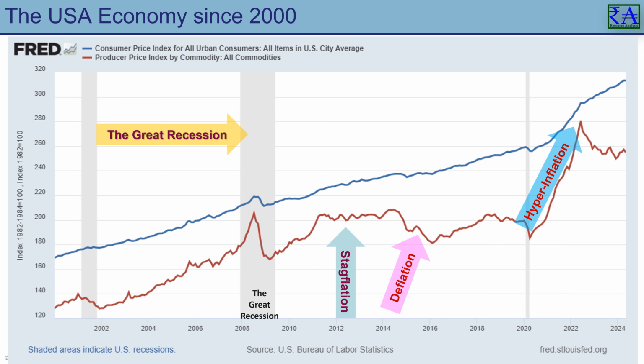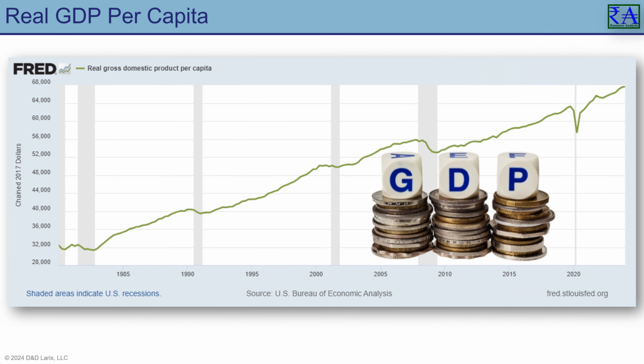on the economy. Real GDP per capita is a crucial metric that provides a clear picture of a country's economic performance and standard of living. This graph from the FRED database illustrates the trajectory of the real GDP per capita in the United States from 1980 to 2024, measured in chained 2017 dollar values.